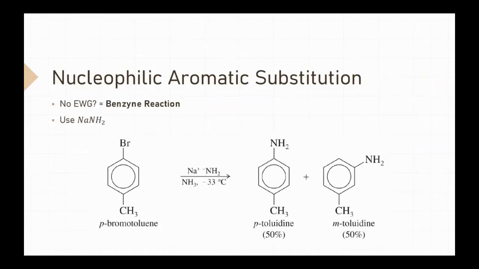So what if you don't have an electron withdrawing group, right? But we want to still substitute this Br. Well, what we can do is a benzyne reaction. So using NaNH2, what's weird about this reaction is that you create a triple bond on the benzene ring.